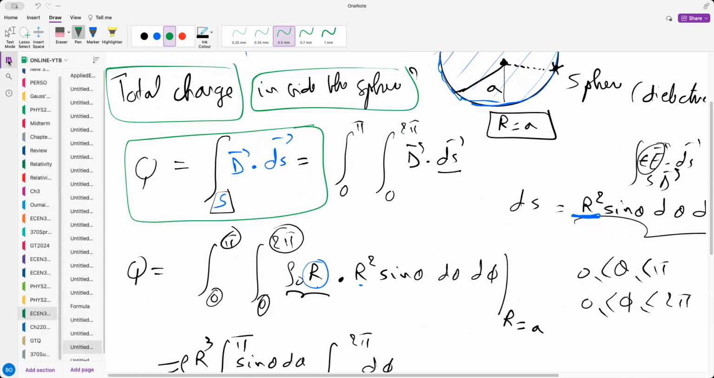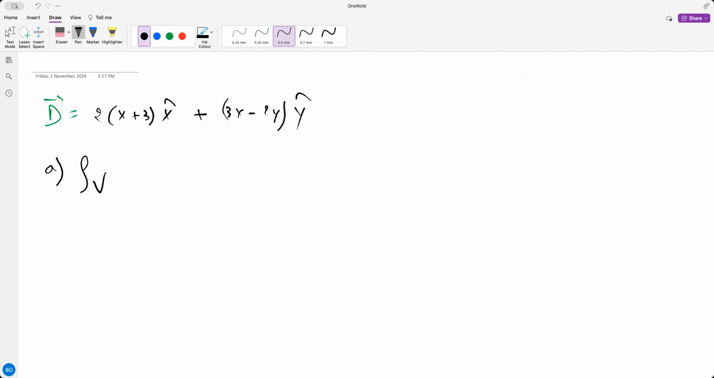Now I can also give another example, but now with the volume charge density. Another example, I will give you D, and it is equal to 2x plus 3x plus 3x minus 2y, y. And the question here is to calculate the volume charge density, and the second is the total charge.